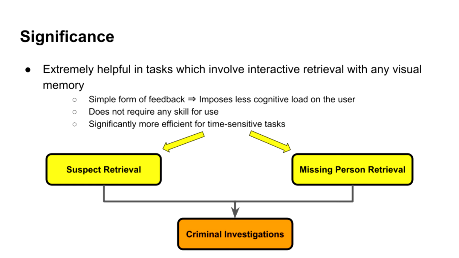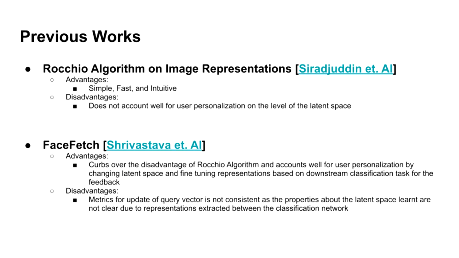Solving this problem shows great potential for tasks in which humans can repeatedly interact with the system to retrieve certain facial images. For instance, with visual memory, we can automate and accelerate the process of suspect identification or missing person identification, turning out to be very useful in time-sensitive matters. In fact, any kind of identification by a person which is useful for criminal investigations can leverage the system very well. Moreover, since there is only a single form of feedback, it imposes less cognitive load on the user.